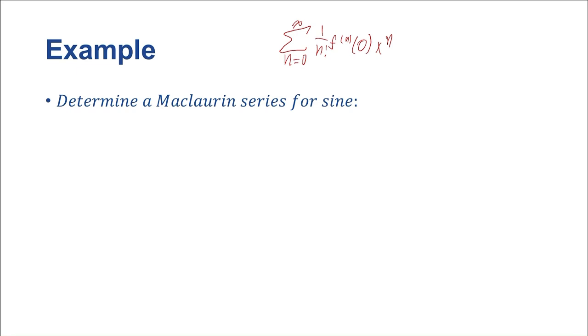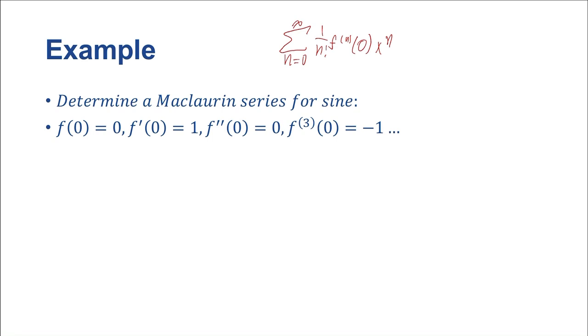Okay, so we need to look at the derivatives of sine. If I take derivatives of sine, I go from sine to cosine to negative sine to negative cosine to sine again. So there's a cyclic pattern that we have here. So we can take all of these derivatives at 0. For sine, it's going to be 0. For cosine, it's going to be 1. For negative sine, it's going to be 0. And for negative cosine, it's going to be negative 1.